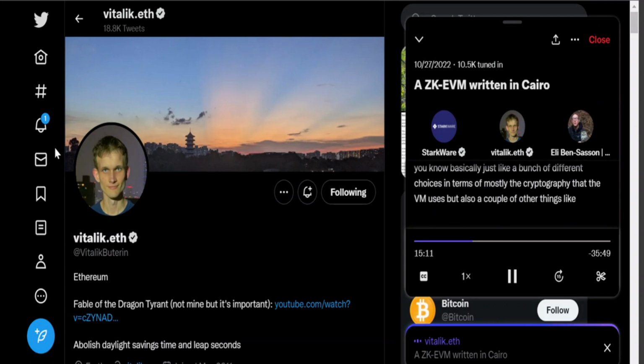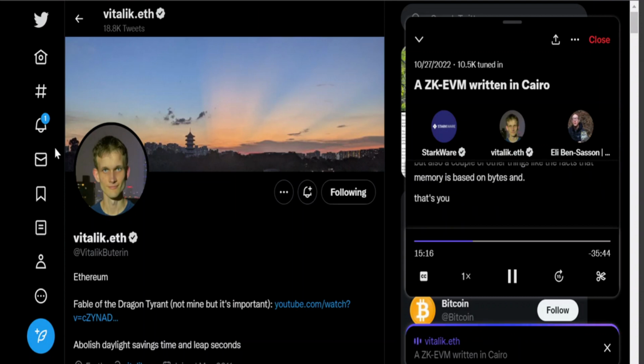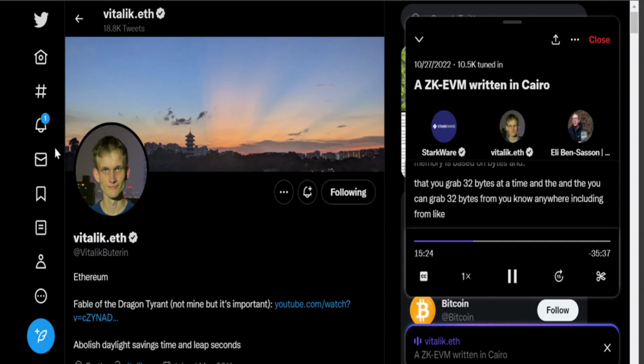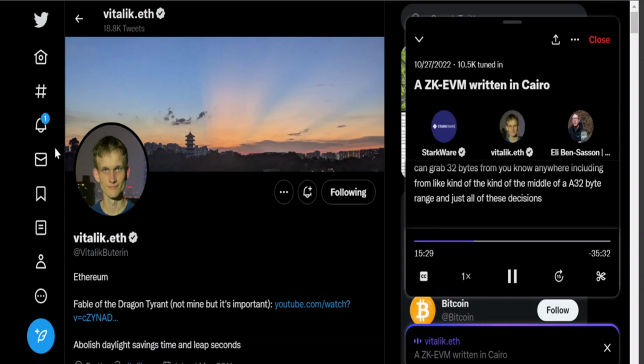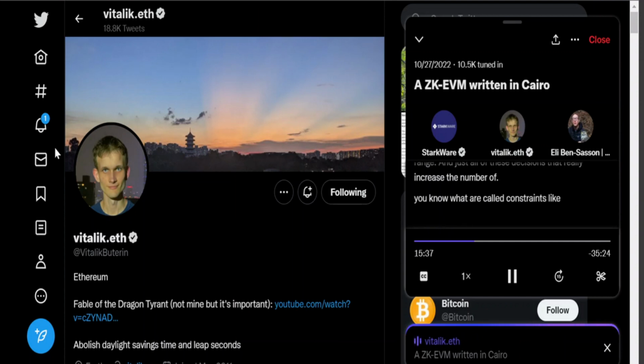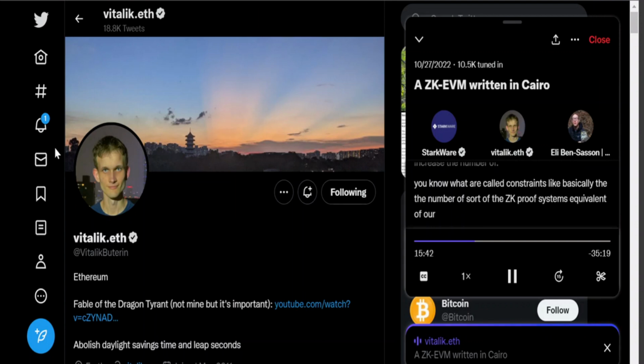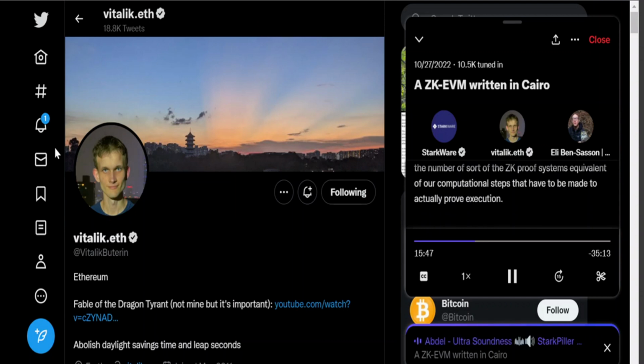but also a couple of other things, like the fact that memory is based on bytes, and that you grab 32 bytes at a time, and you can grab 32 bytes from anywhere, including from the middle of a 32-byte range. All of these decisions really increase the number of what are called constraints, basically the ZK proof systems' equivalent of computational steps that have to be made to actually prove execution.